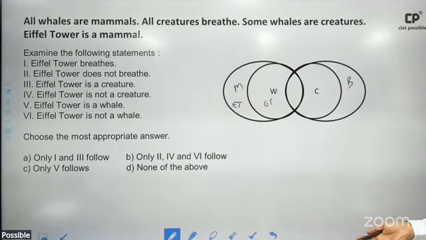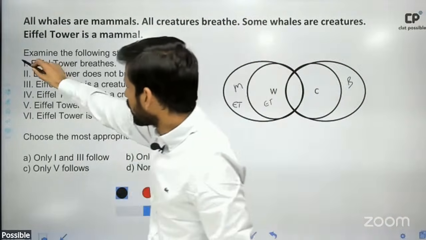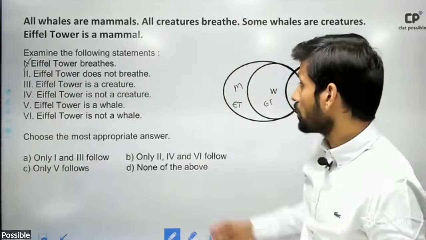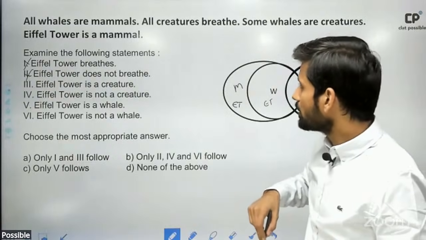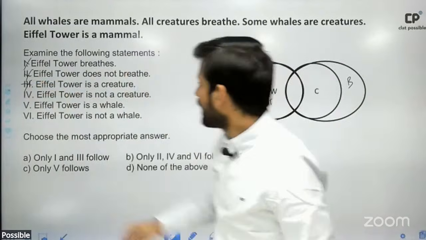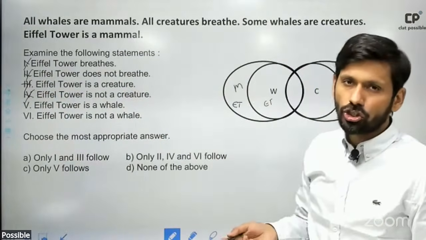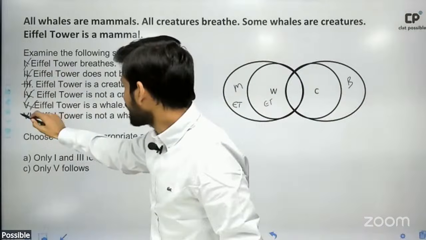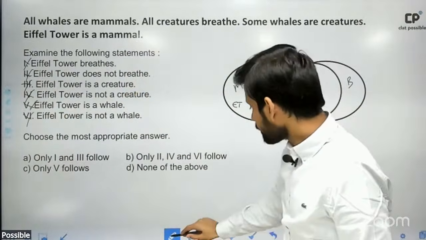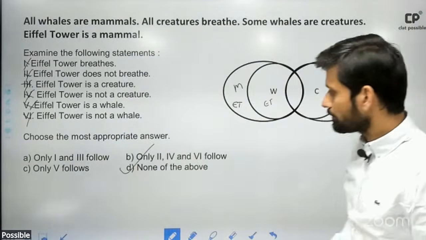Let's look at the conclusions. Eiffel Tower breathes. As I said, we are not sure about that. So this is gone. Eiffel Tower does not breathe, negative, out. Eiffel Tower is a creature, we are not sure. Eiffel Tower is not a creature, out. Eiffel Tower is a whale, we are not sure. It's definitely in the outer circle. Whether it is in the inner circle, I'm not sure. Not a whale is also out, right? So, which option? D. None of the above.